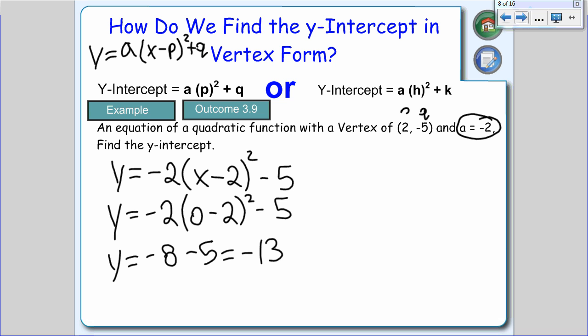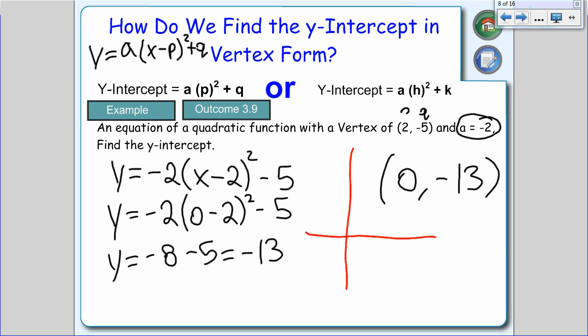It's important to know what they're asking for. How do we get 8? So 0 minus 2 is negative 2. Squared is 4, and then 4 times negative 2 is negative 8. Okay, that's a good question. So if we had a graph like this, we don't know where the y-intercept is, but we know it's somewhere along here. X has to be 0 to be a y-intercept. That's just a fact about y-intercepts.